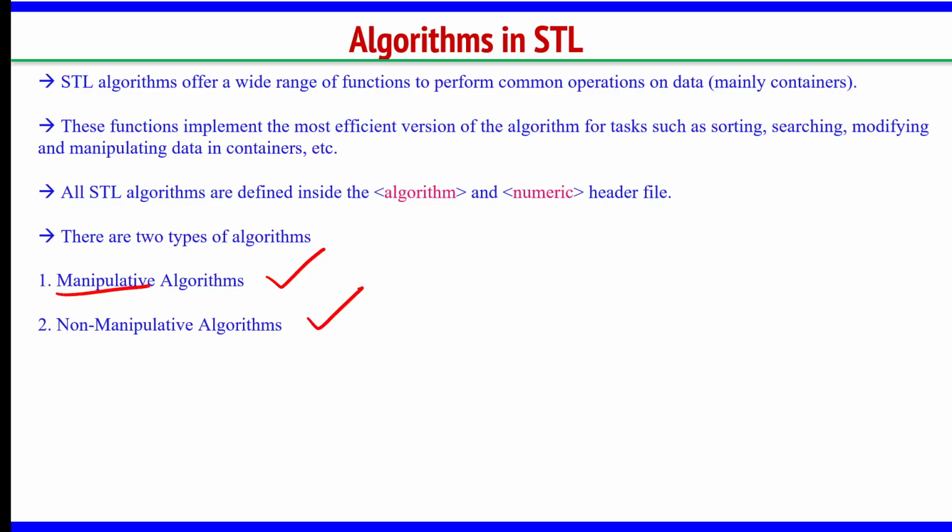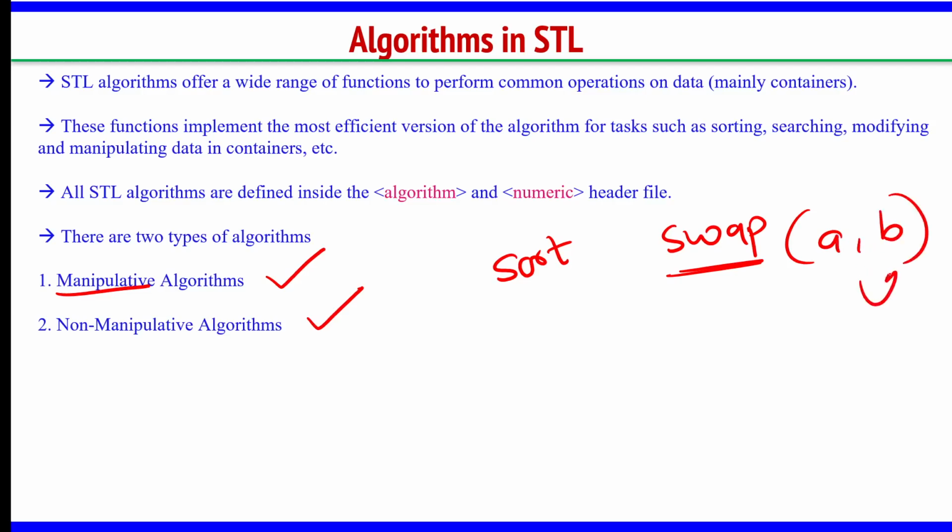Manipulative means it manipulates the data. An example is sort, or you can take swap. Swap manipulates the data, meaning if I write swap a comma b, the values are interchanged. Non-manipulative algorithms return something, they are useful just for printing.